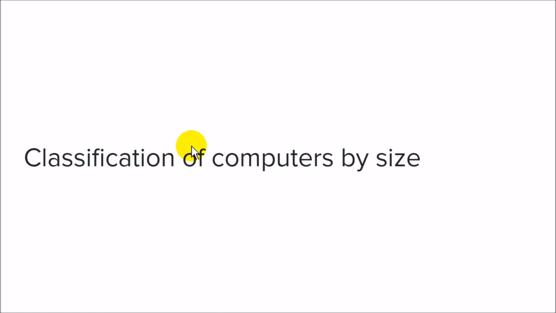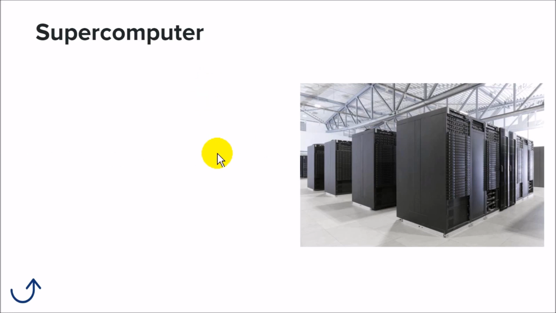So let's look at classifications of computer based on size. So when it comes to size, we have supercomputer. So supercomputers are one of the fastest computers you find out there. So one of the characteristics about supercomputer is that they have more than one central processing unit. That means your normal laptop and desktop have just one central processing unit, but supercomputers are known to have more than one.